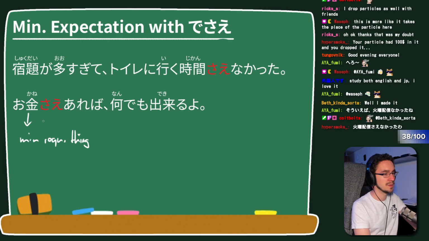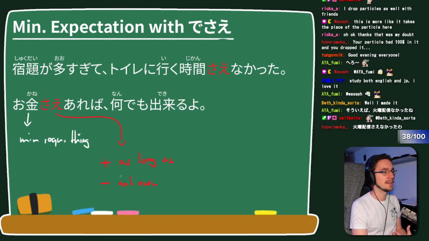Minimum required thing. And here in our case it would be money. So usually there are two ways. In the positive, you would usually translate sae as "as long as", like as long as this. It's the minimum, right? As long as. And with the negative, you would say "not even". Most of the time you can go either one of those two ways.